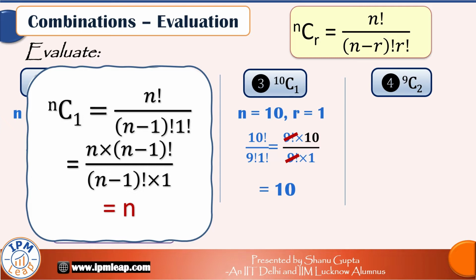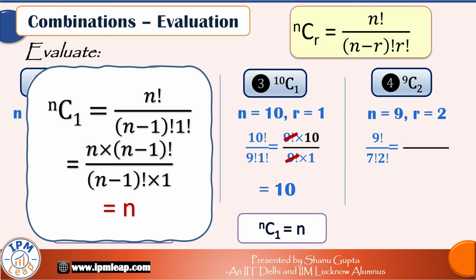In the fourth question, we have to find the value of 9C2. Comparing it to nCr, n is 9, r is 2. So this will be equal to 9 factorial over 9 minus 2, which is 7 factorial, into 2 factorial. And we have to write 9 factorial in the numerator in terms of the bigger number in the denominator, which is 7 factorial. So 9 factorial is equal to 7 factorial into 8 into 9. And 9C2 gets simplified to 36.